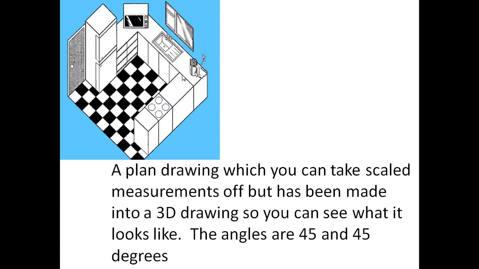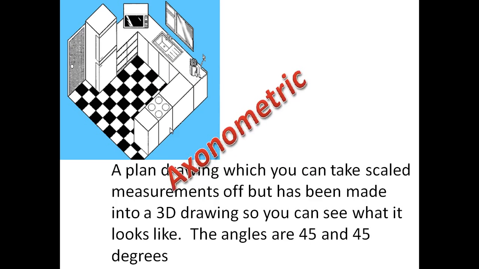A plan drawing again, which is like the planimetric, which you can take scaled measurements of but has been made into a 3D drawing so you can see what it looks like. But this time the angles are 45 degrees there and 45 degrees there. If you remember, on the planimetric we had 60 and 30. Now if you've got 45 and 45, you still get a 90-degree angle in there, which enables you to draw your plan view. But because it's 45 and 45, it's an axonometric drawing.